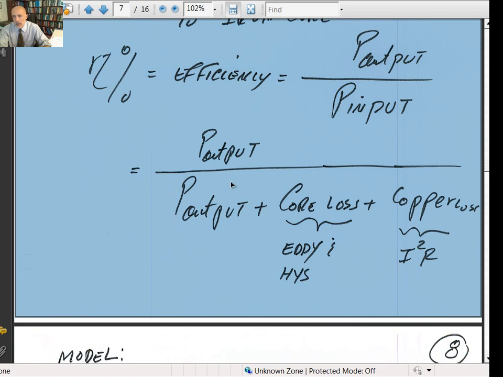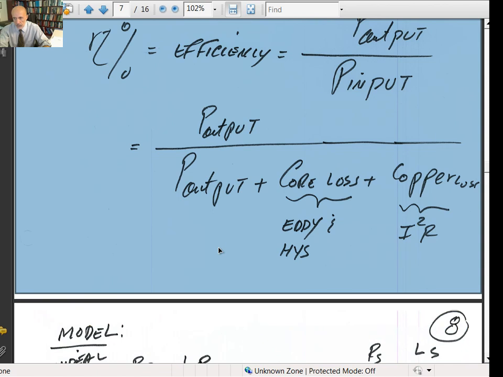Here, that's the rating of the transformer. There's not much you can do here. You cannot adjust that. But you try to minimize these two losses to have a better efficiency of a transformer.